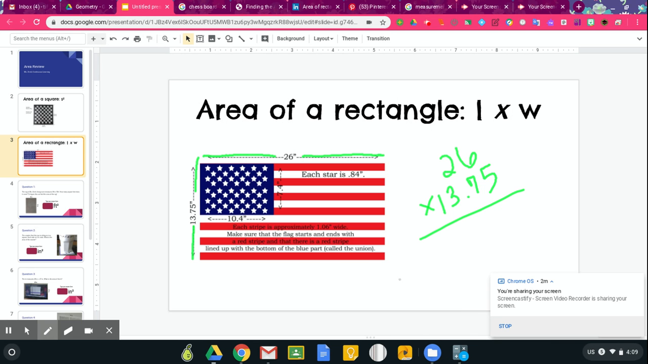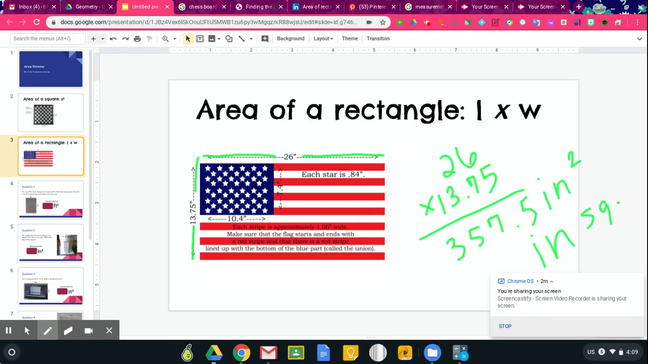I've already multiplied it out. It's 357.5. Let me double check and make sure I copied that down right. Yeah. Our label was inches squared. And then again, if you're on a keyboard and you don't know how to put that little baby 2 in there, you can just write out SQ dot.